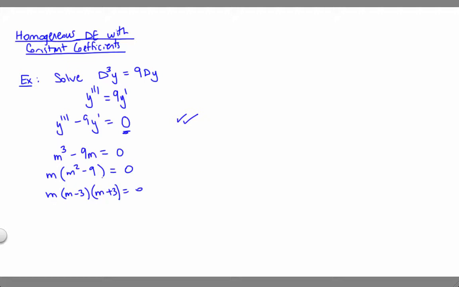So we've now got our left side fully factored, and we can write down all the different solutions to our equation. So from the factor m, one possibility would be that m equals 0. From this factor here, if m minus 3 is equal to 0, then that means m is equal to plus 3. And from this factor here, if m plus 3 is equal to 0, then m would be -3. So we've got 3 different roots here to our auxiliary equation.